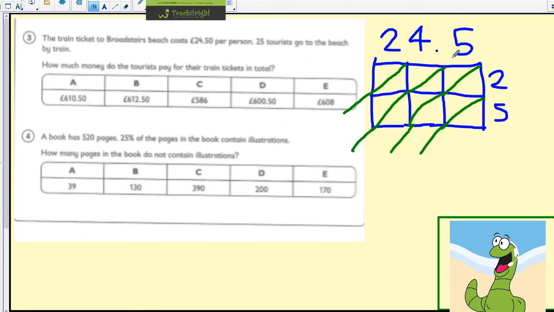So you do 5 times 2, gives you 10. 10's go on top, units on the bottom. 5 times 5, 25. Keep going, 2 times 4 is 8. 2 times 2 is 4. 2 times 5 is 10. Just make sure your 4s are like 4s. Your 1s don't go diagonal. 4 times 5 is 20.